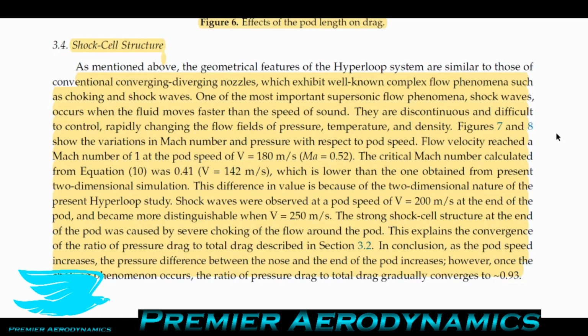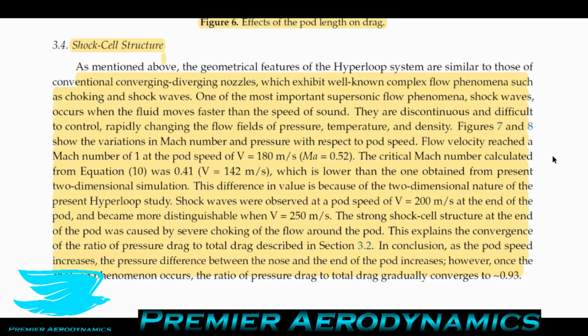So that makes sense. As you increase the speed that you're going at, the critical Mach number, the point at which sonic flow first occurs, is typically going to migrate upstream, and this is what happens here. The strong shock cell structure at the end of the pod was caused by severe choking of the flow around the pod. So the pod, as we mentioned in the first half of this podcast, because you're putting it through a tunnel, you're effectively blocking off a lot of the cross-sectional area, so the flow has to go around it and accelerate just to get around it.